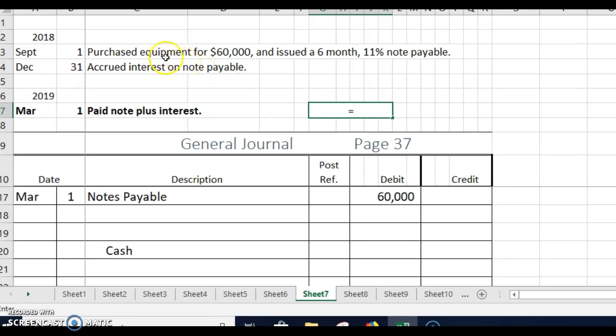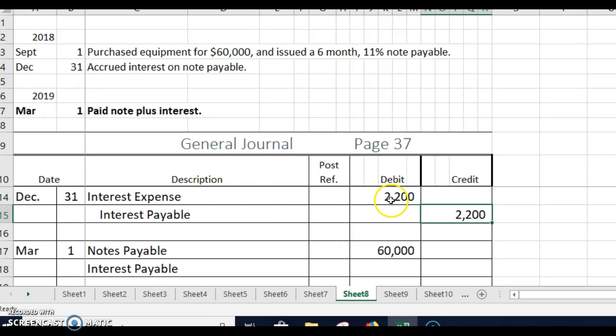So the interest for our 6 months is calculated as the $60,000 times the 11% times 6 divided by 12, right? Because we're paying for 6 months. So the interest is going to be $3,300. So the cash payment is going to be $63,300.